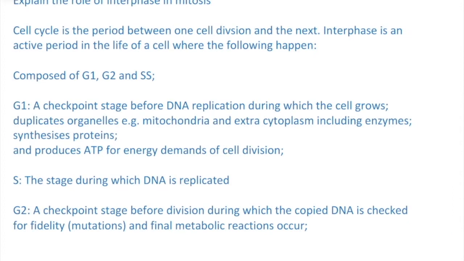Here's our summary. So cells are always in the cell cycle. They're always at some point of it. They're either in interphase, so they're between divisions, interphase where it's the active period in the life of the cell, where it's going to do its job, do its function in the cell, but also it will then be duplicating organelles, making more mitochondria, making extra cytoplasm, extra enzymes, making more proteins, making more ATP.